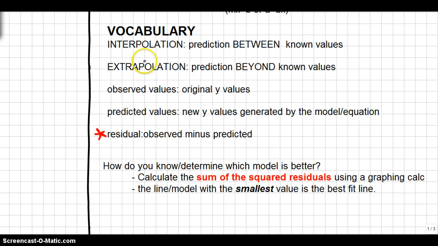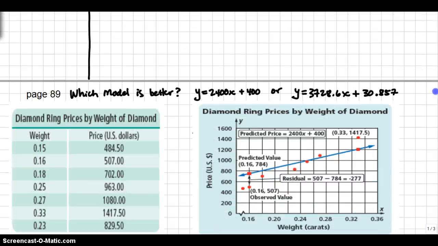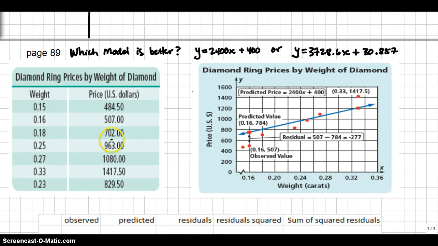Some of the vocab that you're going to work with in the lesson involves interpolation and extrapolation. Interpolation is just a prediction between known values. Extrapolation is a prediction beyond known values. We're going to work with some data today, and I want to just quickly point out the difference between those two as it relates to the data. So here's the data that we're going to be working with. It's from page 89 in the textbook.